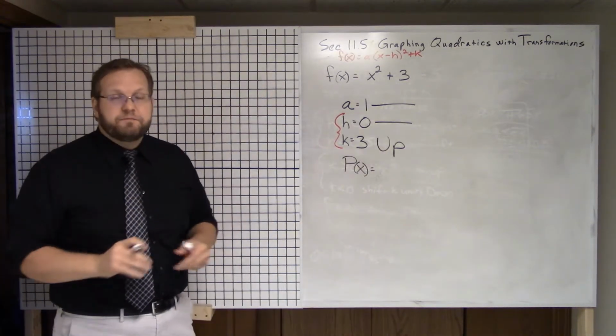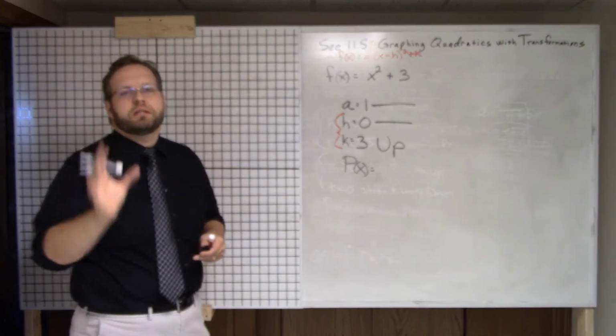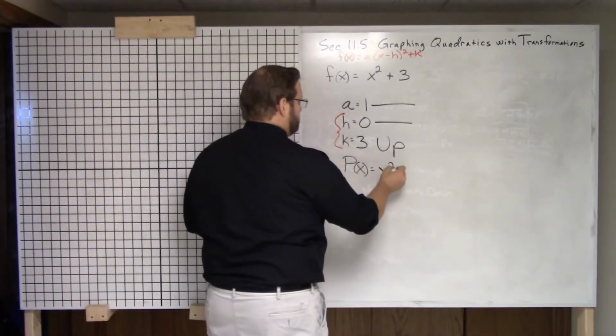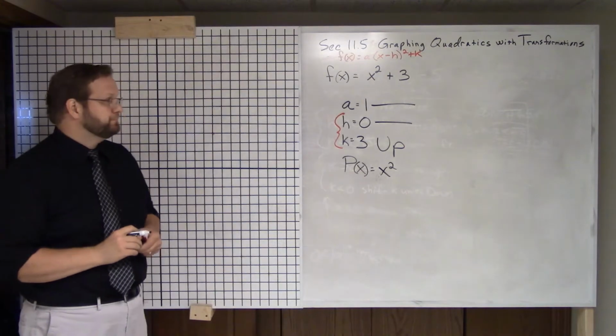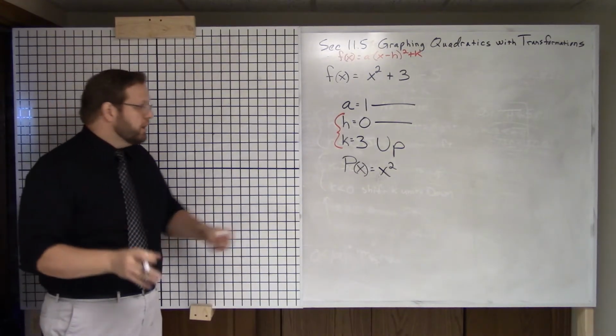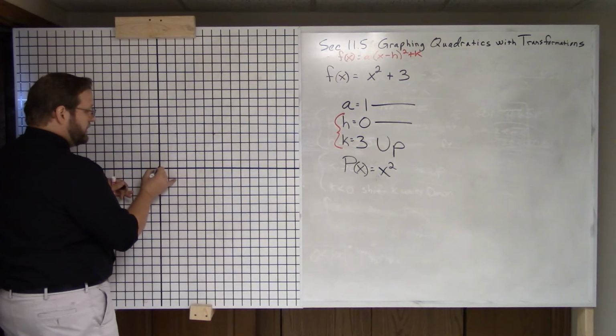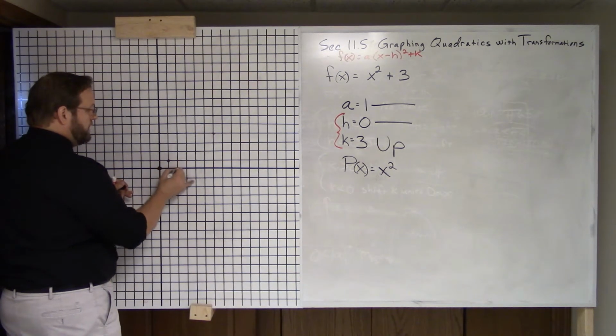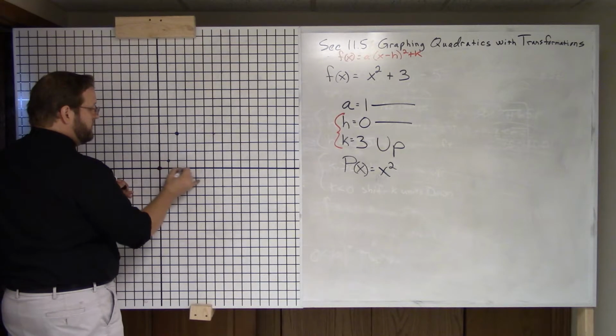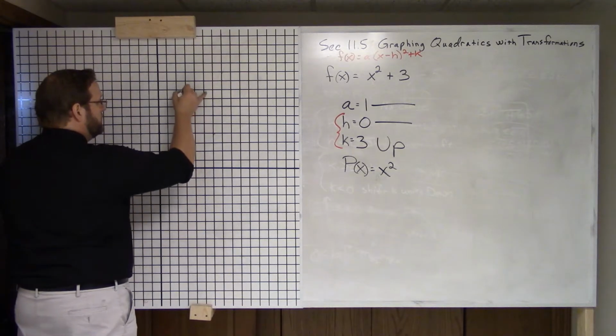What's my basic function that I'm graphing? This entire section, it's x squared. And we got that. Okay? Start with this p of x. 0 squared is 0. Then I go right 1 up 1, right 2 up 4, right 3 up 9.